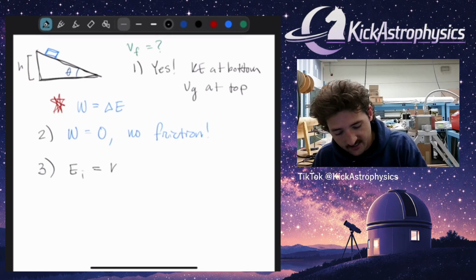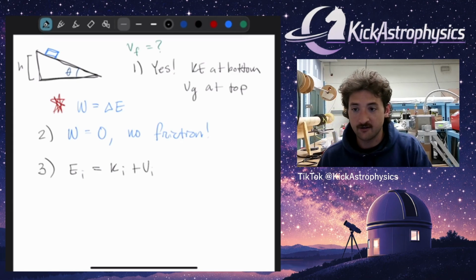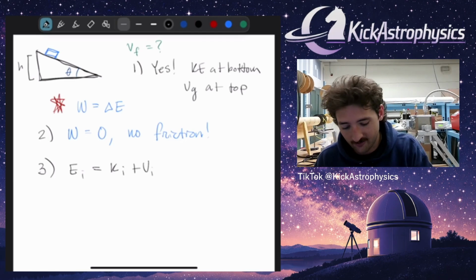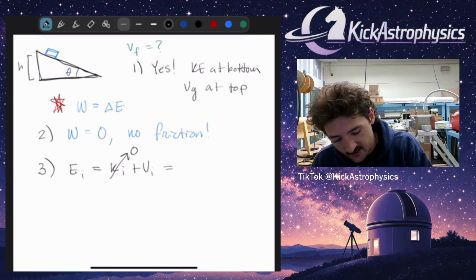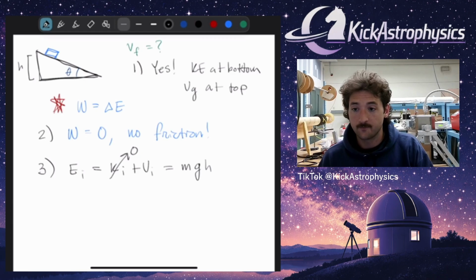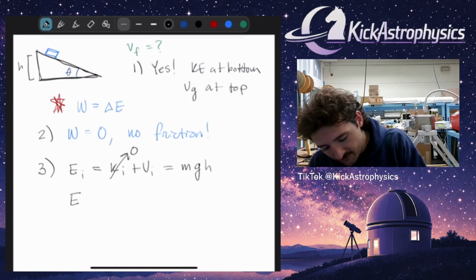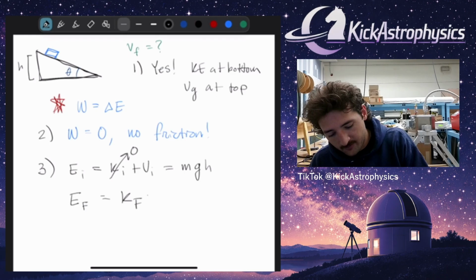So EI is going to be Ki plus Ui, right? Plus the initial potential energy. And what initial kinetic energy do we have? We have nothing, right? It's not moving. So this will be 0. And our initial potential energy, well, that's just the gravitational potential energy, which has an equation of mgh. Wonderful. All right. EF would be equal to Kf plus Uf.